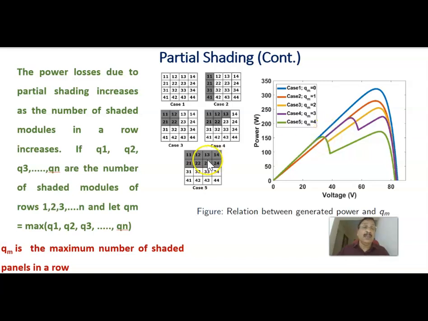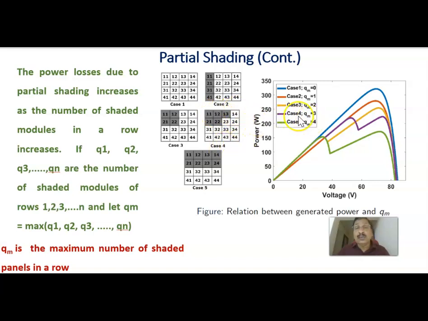Multiple maxima are coming. And in the fourth case, we can see here again 1, 2, 3, 4, 5 panels are shaded, but in this case the maximum number of shaded panels in a row is equal to 3 here. QM equals 3.